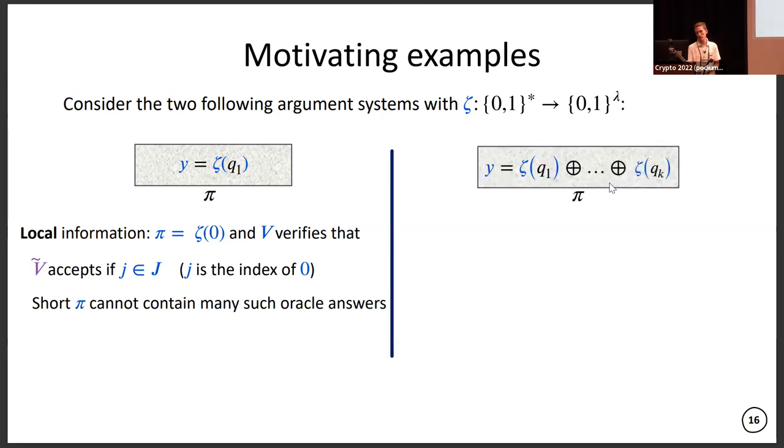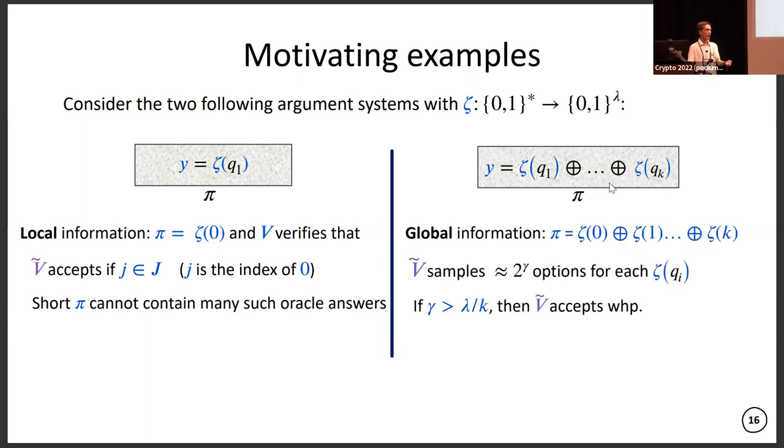On the other hand, we have this SNOG, which takes k queries, XORs them, and puts the answer in the proof. So it's a proof of the same length. But for each query we have 2 to the power of gamma options, and gamma is indeed large enough, more than lambda over k, so we will manage to find a fitting answer. You can see, by pairwise independence of the XOR of different answer options, that it is plausible to find a fitting solution, one where the XOR is indeed what's written in the proof.